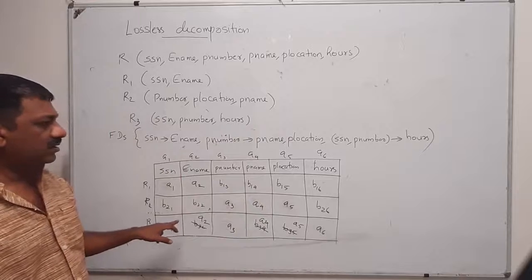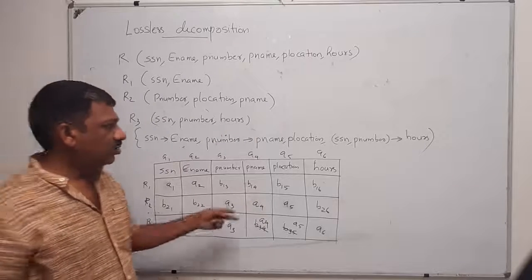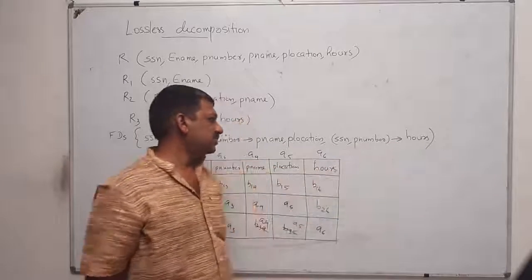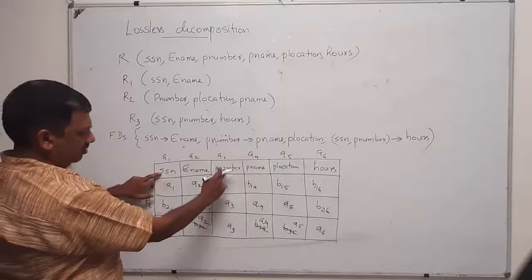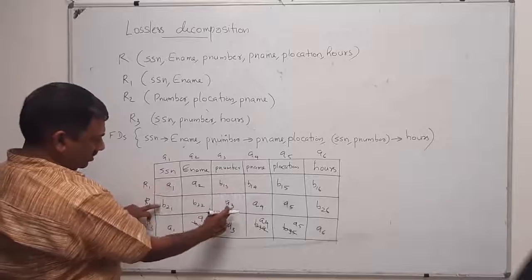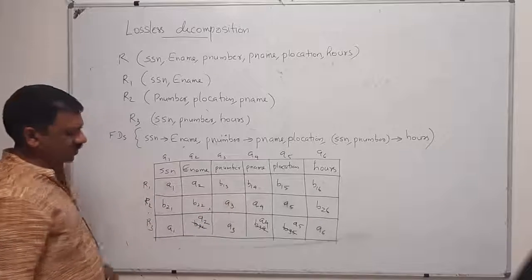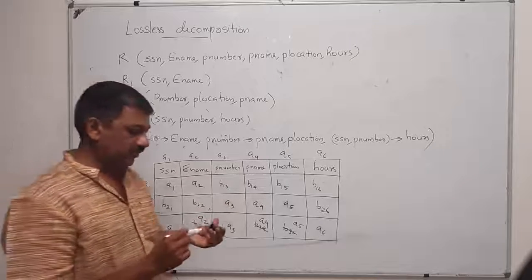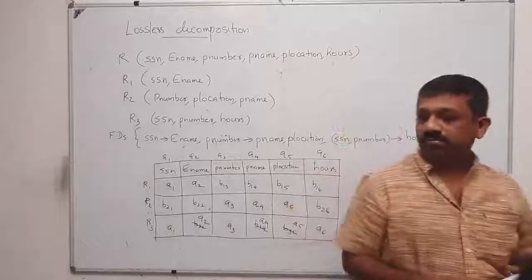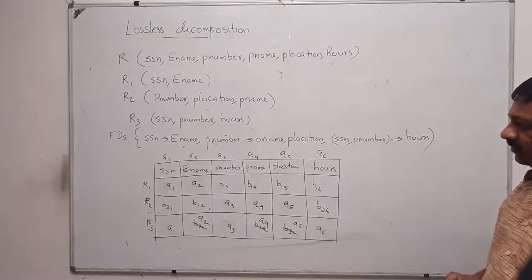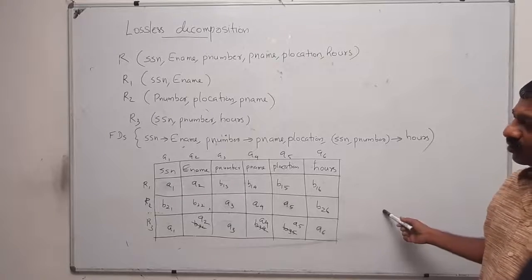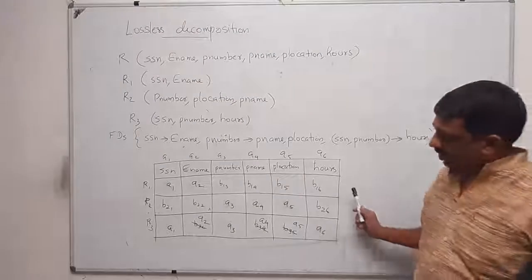Now SSN and P number determines hours. SSN and P number collectively. Here these two are different, these two different and these two different. So there is no possibility for further replacement or further rewriting. Now you have to look for rows which have A's only.